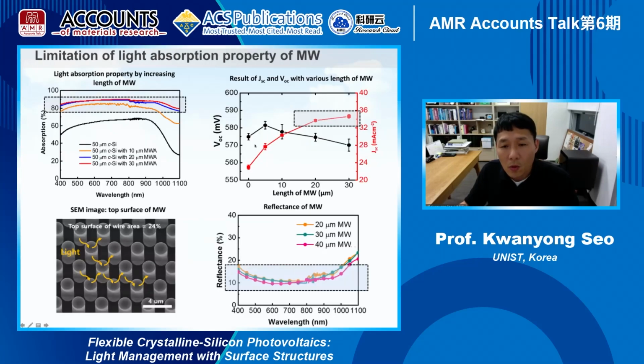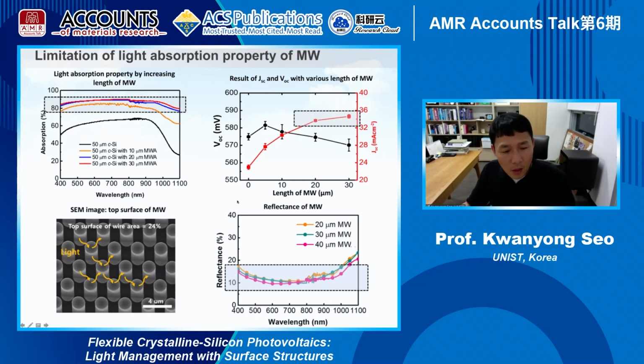And meantime, the voltage can be decreased as we increase the length of microwire. Makes sense because as we increase the length of microwire, the total surface area is increased. That means the surface recombination is getting more important. So overall open circuit voltage can be decreased a little bit. But the issue is why this total current is saturated, although we increase the length of microwire from 20 to 30 micron. So we studied a lot to solve this issue.